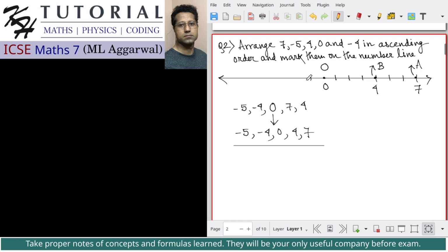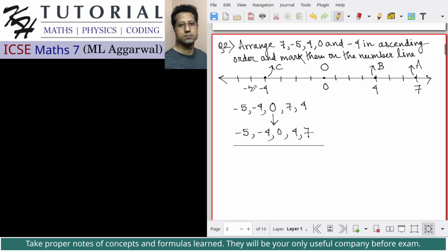So we have -1, -2, -3, -4, -5, -6. Okay, so what will be -4? We have to mark -4. So -4 will be -1, -2, -3, -4. So this is -4. Let's say this point be C. C marks the integer value -4, and we finally have to mark -5.